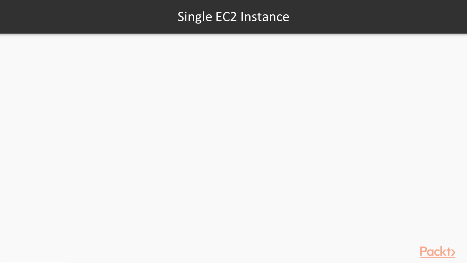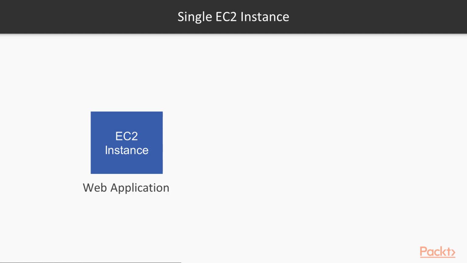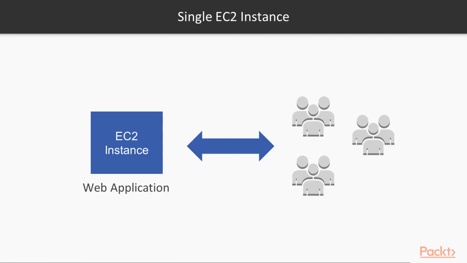So let's say you're hosting a web application on a single EC2 instance. Now you have users who are hitting your web application. Now this is fine when you have a subset of users who are hitting your web application. But what happens when the number of users start to increase? You then have problems of performance degradation on your EC2 instance.